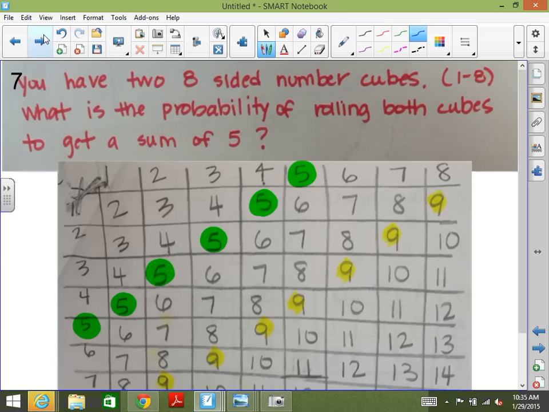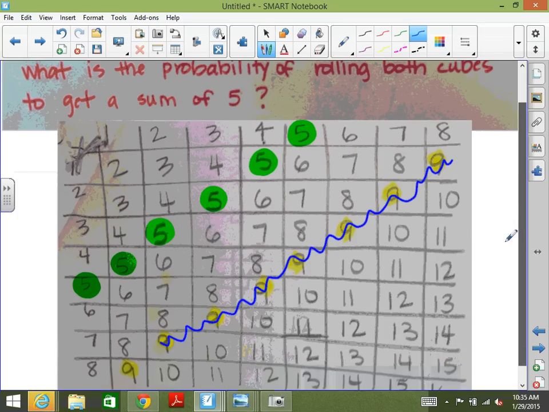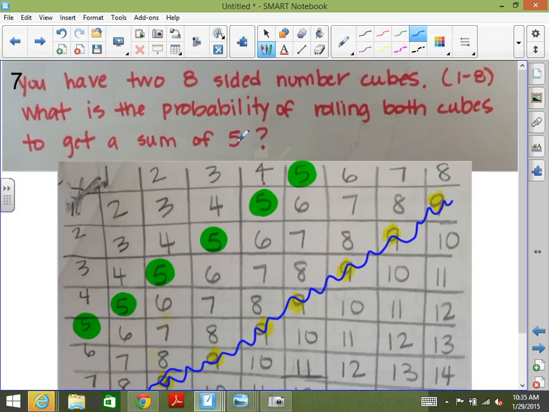Okay, number 7. I used the same chart from number 4. Okay, instead of me having to recreate the chart, I used the same chart I used for number 4. So just ignore those 9s that I highlighted, because that's the same chart from number 4. Okay? All right, so here, we're looking for a sum of 5.